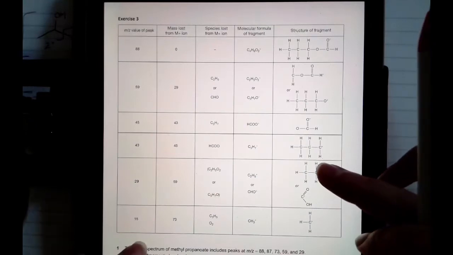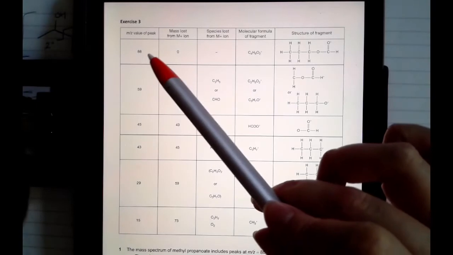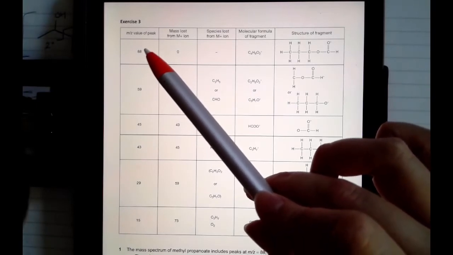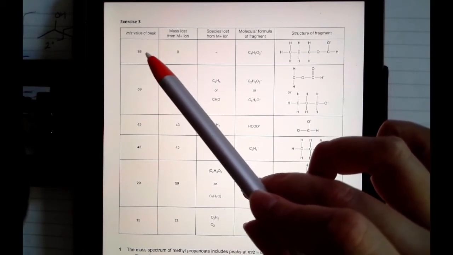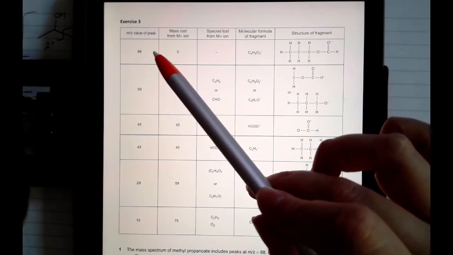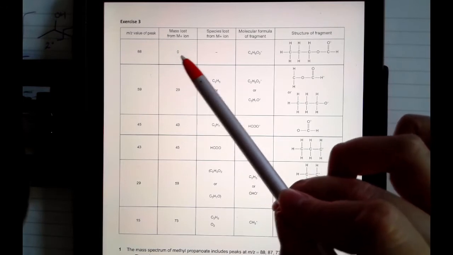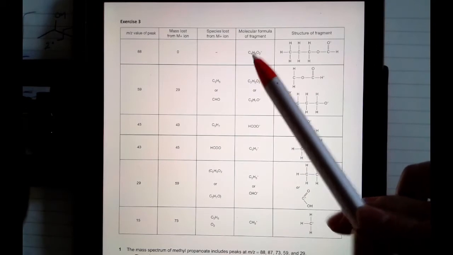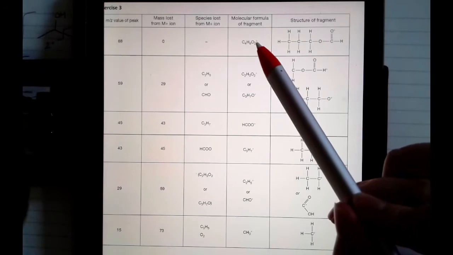The start of exercise 3, you're asked to complete this table, so I'm not going to go through all of it, okay? You're told that your starting molecule has a formula mass of 88, and the first peak also has a mass of 88. So this is the molecular ion peak, okay? It's the unfragmented molecule that's managed to make it the whole way through without breaking up. Therefore, you're not losing any mass, so nothing is being lost, and you're just going to write the molecular formula of a fragment. It is just going to be the full molecule written out with a positive charge, okay?